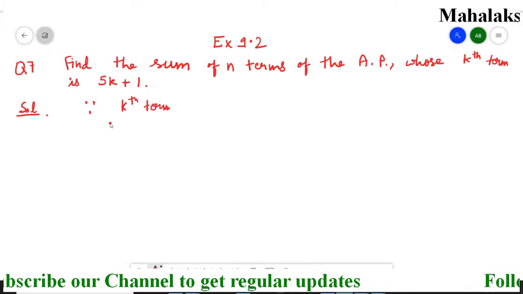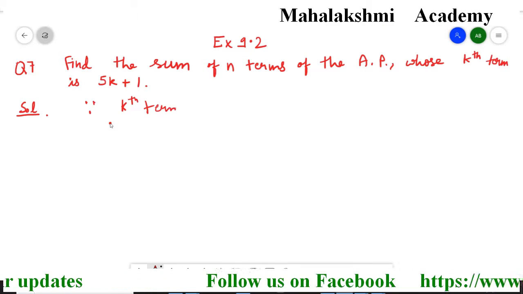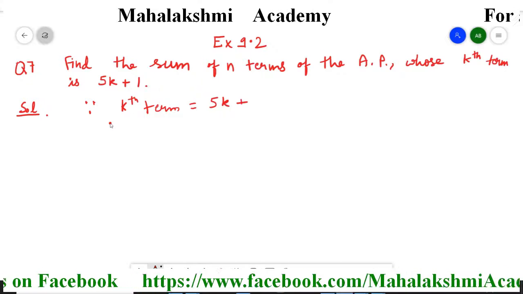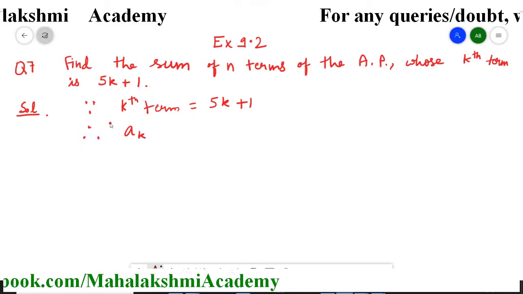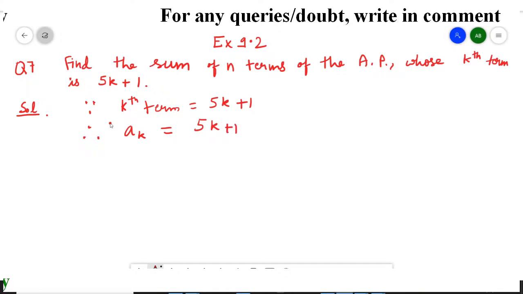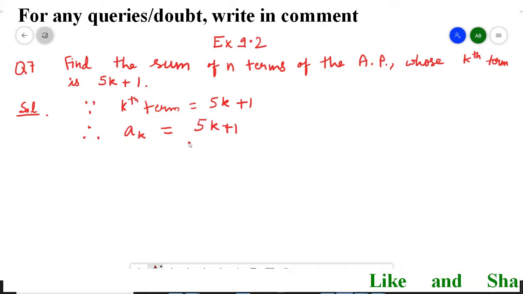Since the kth term is equal to 5k plus 1, so AK is equal to 5k plus 1. It's a short form of kth term. Kth term short form is AK.